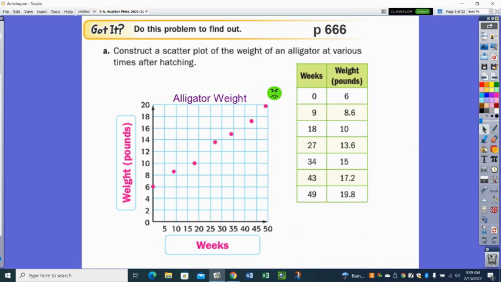And there is a scatter plot. Notice the points don't all lie perfectly on a straight line, although they are pretty close. They don't need to be. And that's what we're going to talk about next, is interpreting a scatter plot. But that's basically how you make one, and it kind of feels like stuff we've done before.